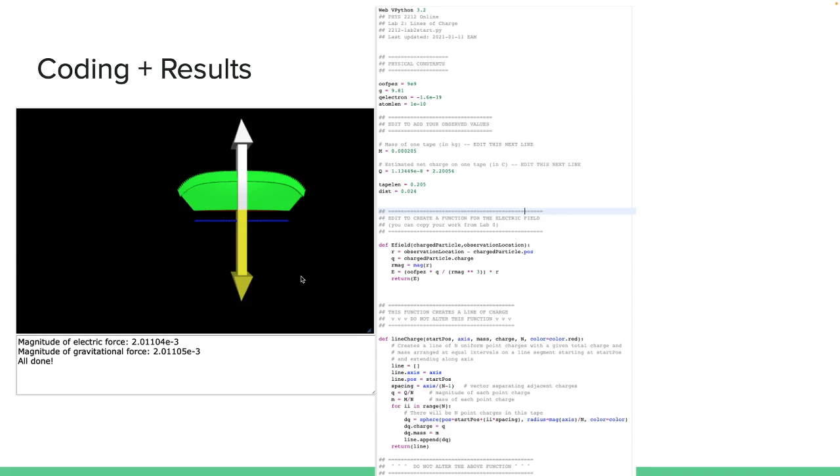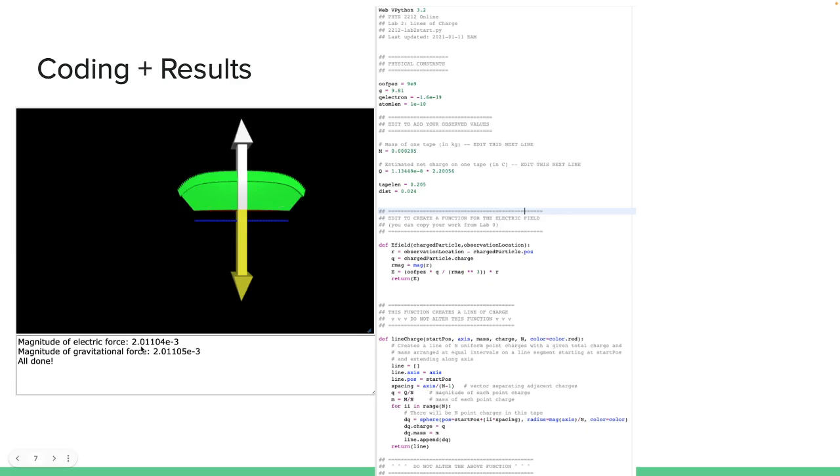For this coding model, the force of gravity is pointing down. The electric force is pointing up. There are two line charges. I split them into 100 point charges. And this going up is the E field.